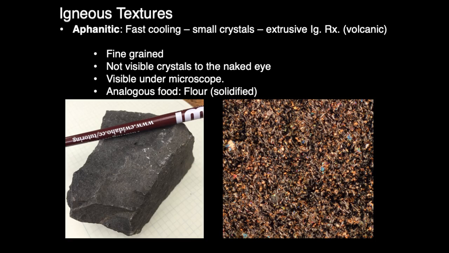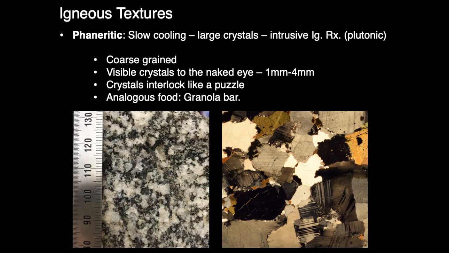Next texture here is phaneritic. Rocks with this type of texture typically cool very slowly, and consequently the crystals that make them up are large and visible to the naked eye. They tend to be somewhere between 1 millimeter and 4 millimeters in size. These rocks tend to be intrusive or plutonic in origin, and they look as if the crystals interlocked with one another, as if they were in a puzzle. The analogous food that I picture for this type of texture is something like a granola bar.